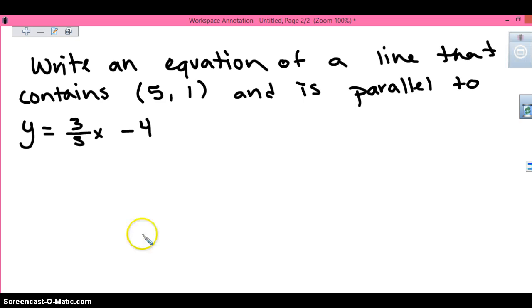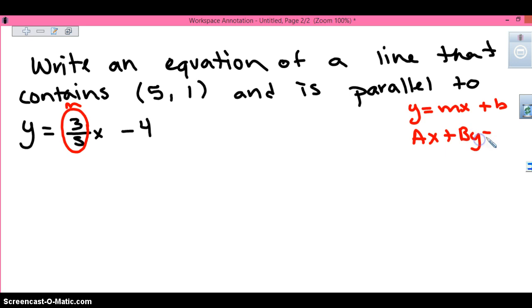Write an equation of a line that contains the ordered pair 5, 1 and is parallel to y equals 3 over 5x minus 4. Now, we know three different equations of the line. Y equals mx plus b, slope-intercept form. Do we have a slope? Yes, we know that the slope of parallel lines are exactly the same, so we have the slope. Do we have a y-intercept? No. We know standard form, ax plus by equals c. Do we have the x and the y-intercept? No, so we can't use it.